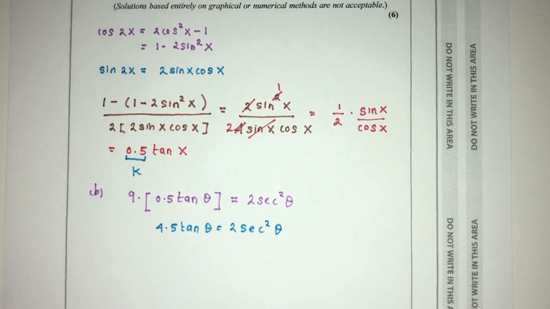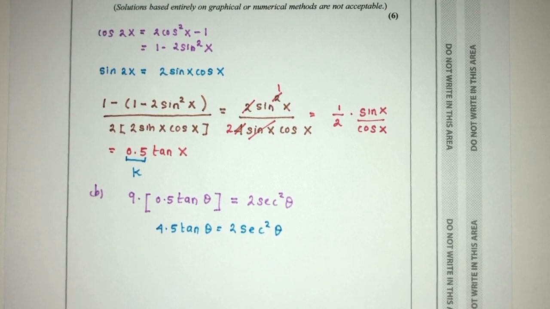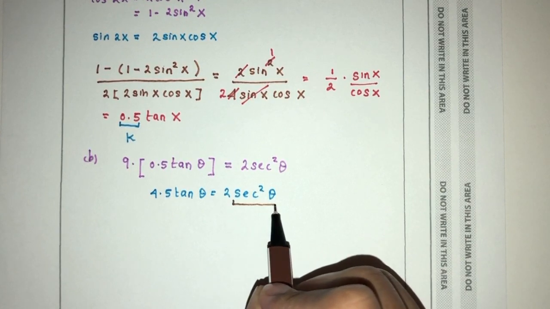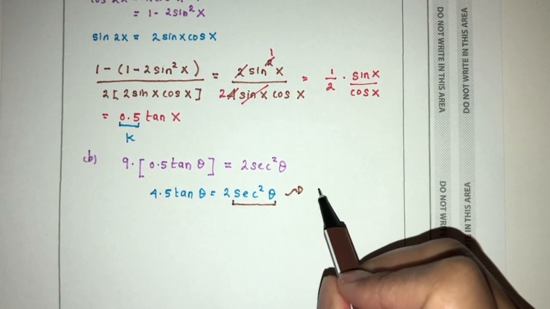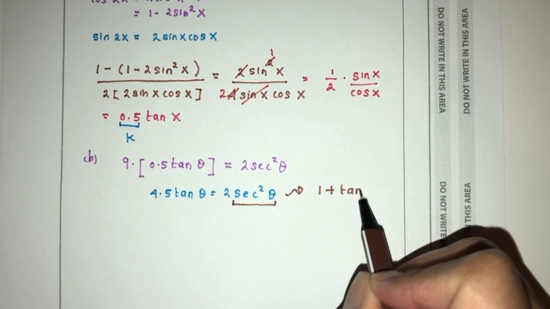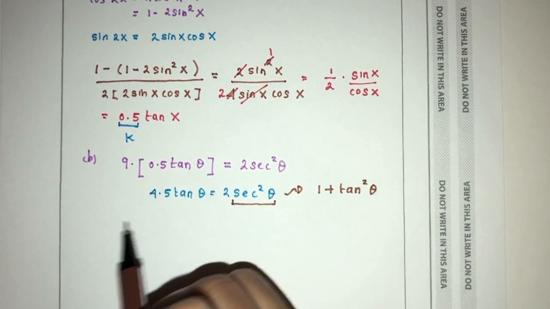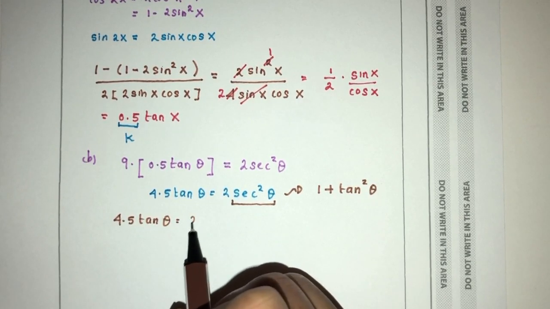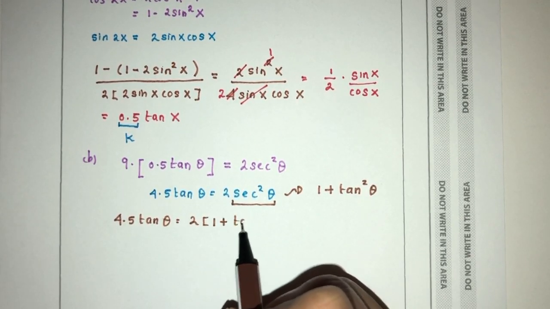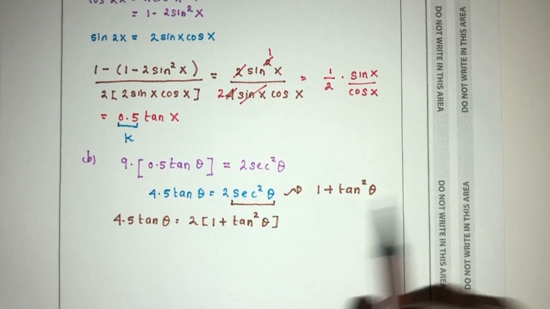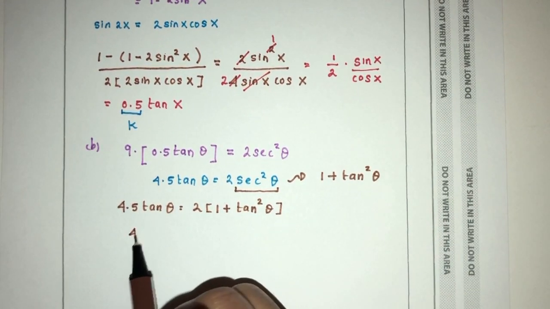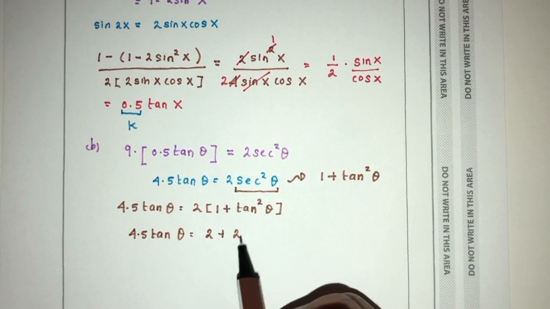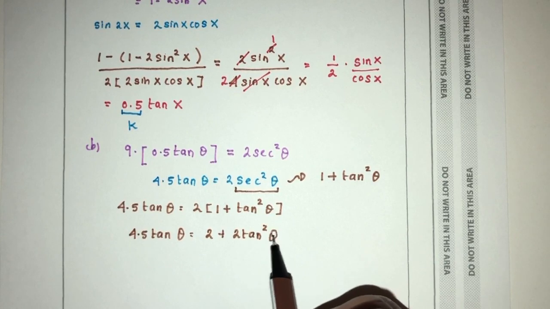Now I think we have some formulas we can use here to help us simplify this. If you observe this, what is this equal to? From your list, you will know this is equal to 1 plus tan square theta. So just replace, you will have 4.5 tan theta is equal to 2 times 1 plus tan square theta. Now simplify, that will become what? 4.5 tan theta has to be 2 plus 2 tan square theta.